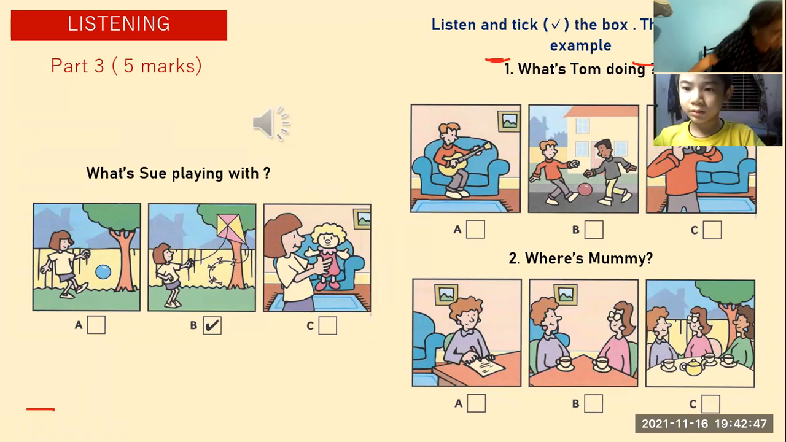There is one example. What's Sue playing with? Where's Sue? She's in the garden. Is she playing football? No, she's playing with her new kite. Can you see the tick? Now you listen and tick the box.